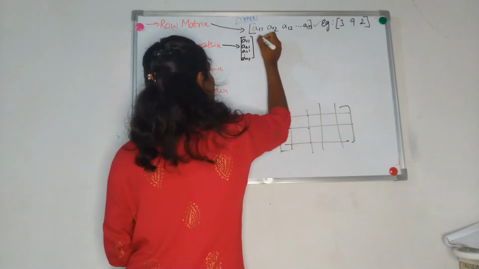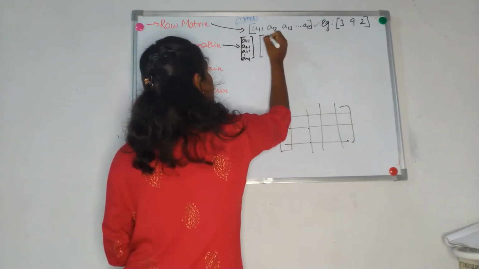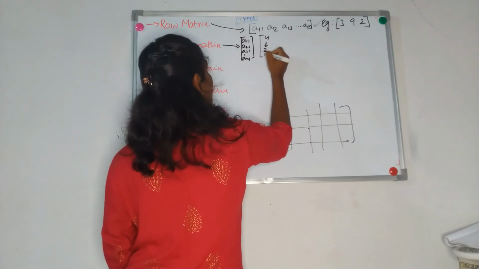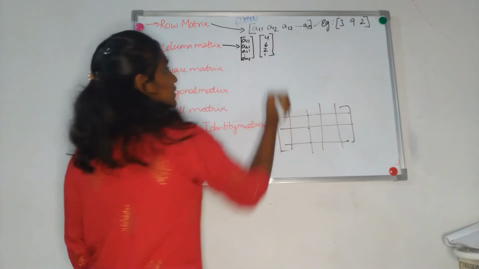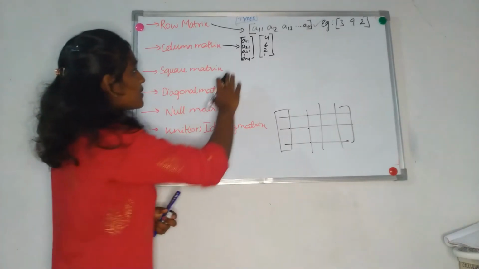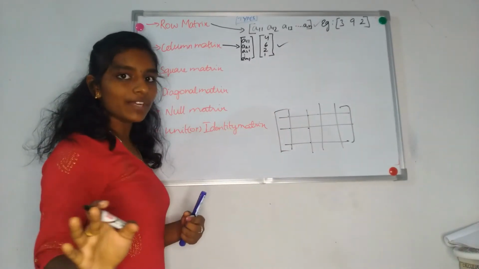That may be anything, 4, 6, 2, 1. Okay, any number of rows. So that is called a column matrix. Now you have understood what it is.